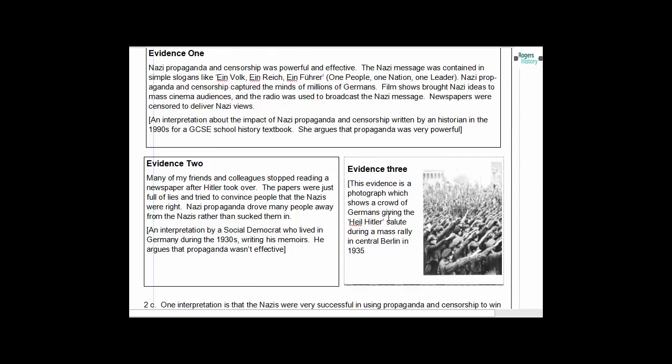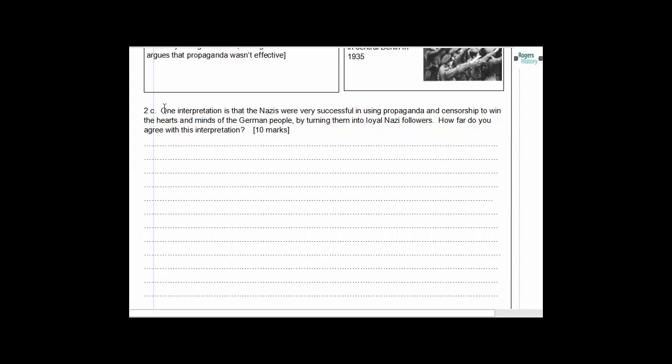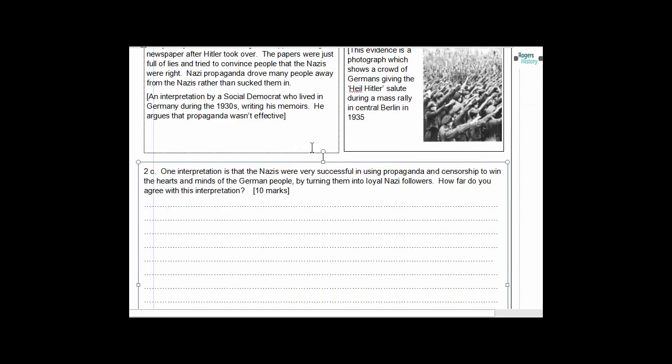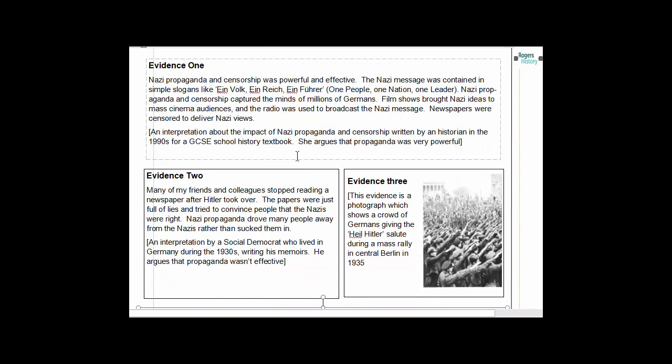So just going down here, this is the question. One interpretation is that the Nazis were very successful in using propaganda and censorship to win the hearts and minds of the German people by turning them into loyal Nazi followers. How far do you agree with this interpretation? And in your evidence, you're going to find some contrasting views here.